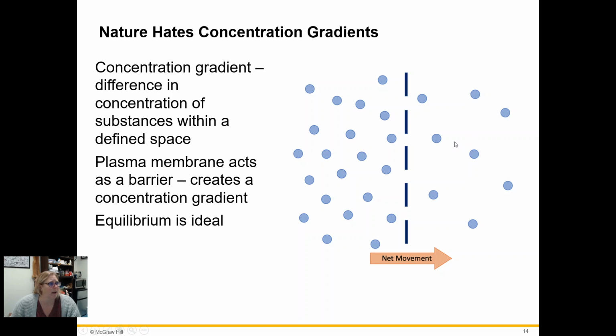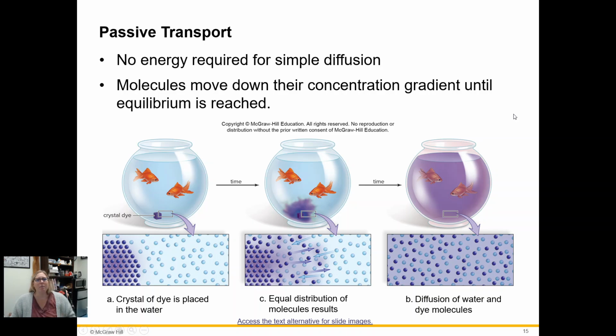So let's talk about the different kinds of passive transport. In passive transport, remember, we don't need any energy. Diffusion is the movement of molecules down their concentration gradients, from areas of high concentration to low concentration, until an equilibrium is reached. This is one of my favorite pictures of all time. This is included in the McGraw-Hill book. And I love that they are putting crystal dye into water to show equilibrium being achieved over time.